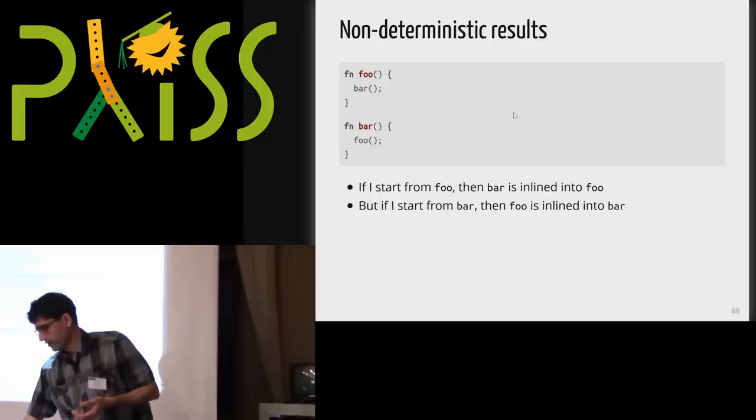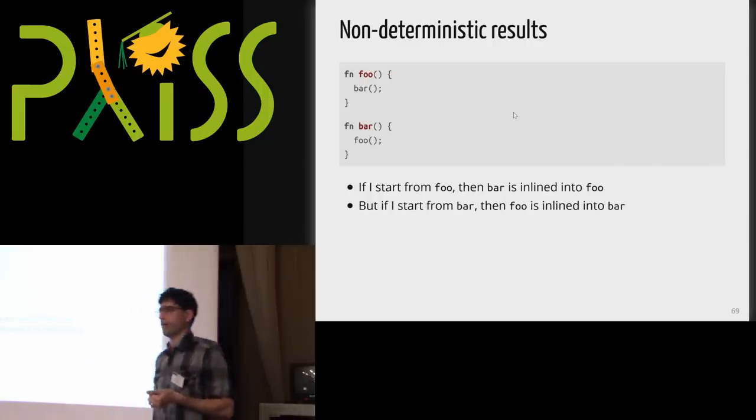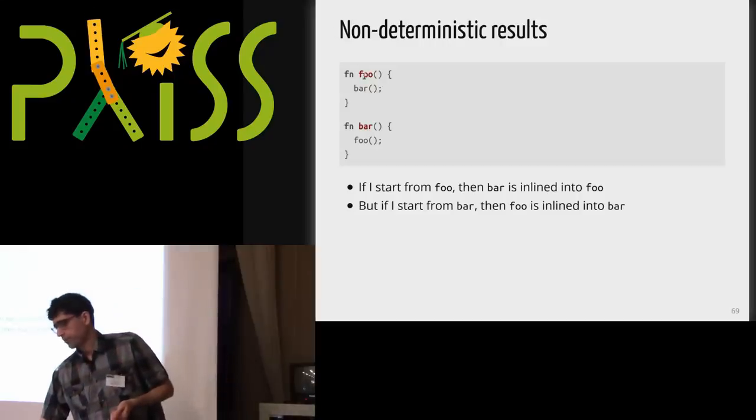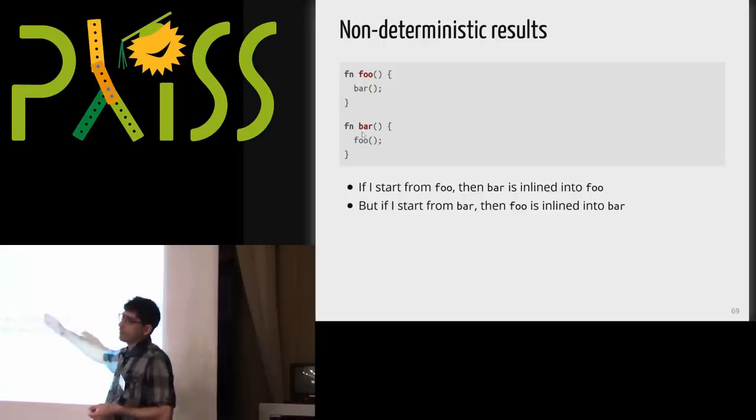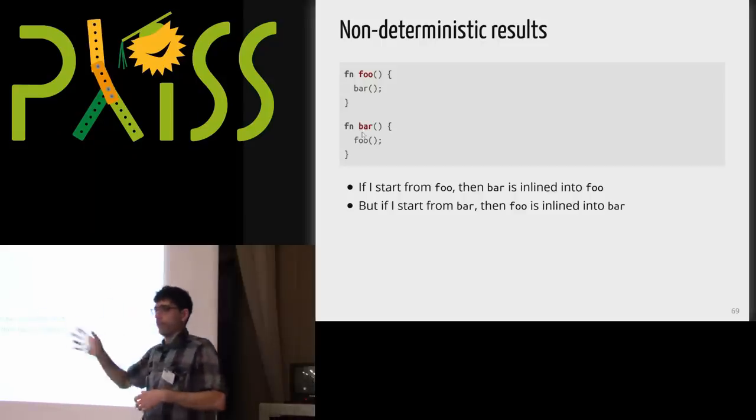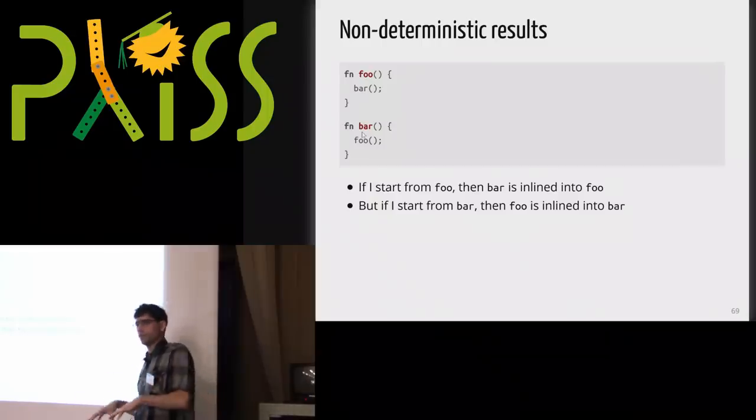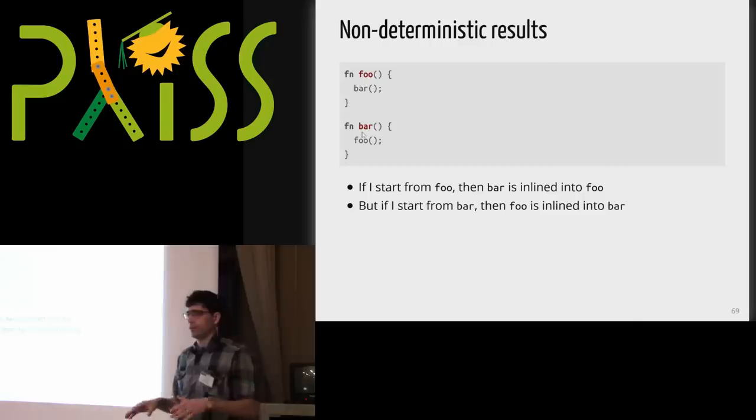And what I mean by that is, let's suppose I have foo and bar that call one another. If I start by optimizing foo, then I'm going to try to optimize bar, and then I'm going to fail because of the cycle, and I'm going to return back. And so what will happen is I will produce an optimized bar, and I will inline it into foo, but I won't do the reverse. But if I start from bar, I'm going to produce an optimized foo and inline it into bar. So I'm going to get non-deterministic compilation results depending on which order I did the processing in.